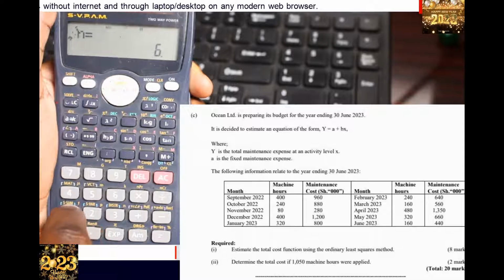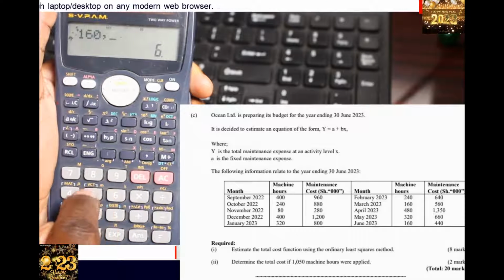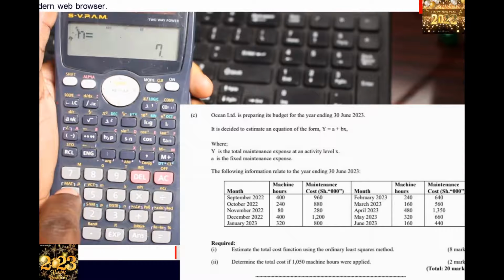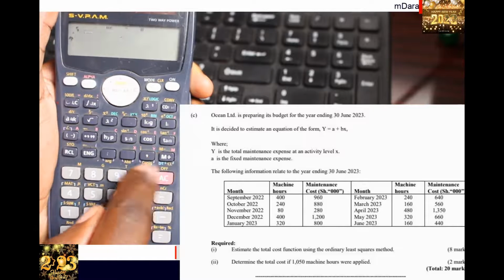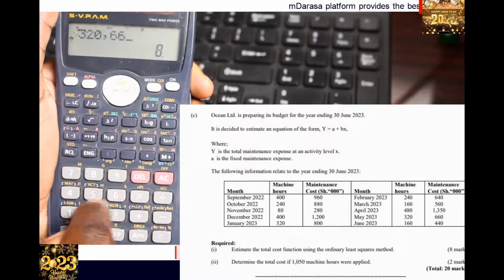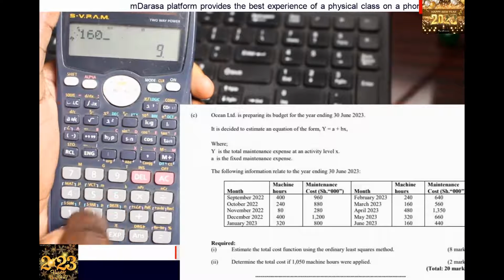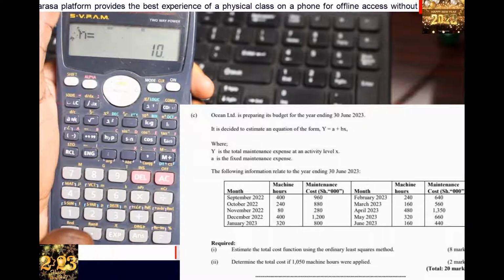March, I'm having 160, comma, 160, comma, 560. Then I do m plus. Followed by April 2023, I'm having 480, comma, 1350. I do m plus. Then I'm having 320, comma, 660. I do m plus. Then June 2023, I'm having 160, comma, 440, m plus. So it will give us our data values to be 10.